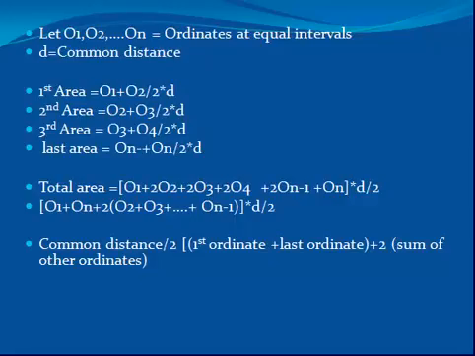The total area comes out to be O1 plus 2 times O2 plus 2 times O3 plus 2 times O4 plus 2 times On minus 1 plus On. And this can be simplified as the total area is equal to first ordinate plus last ordinate divided by 2 plus the sum of other ordinates, into length.